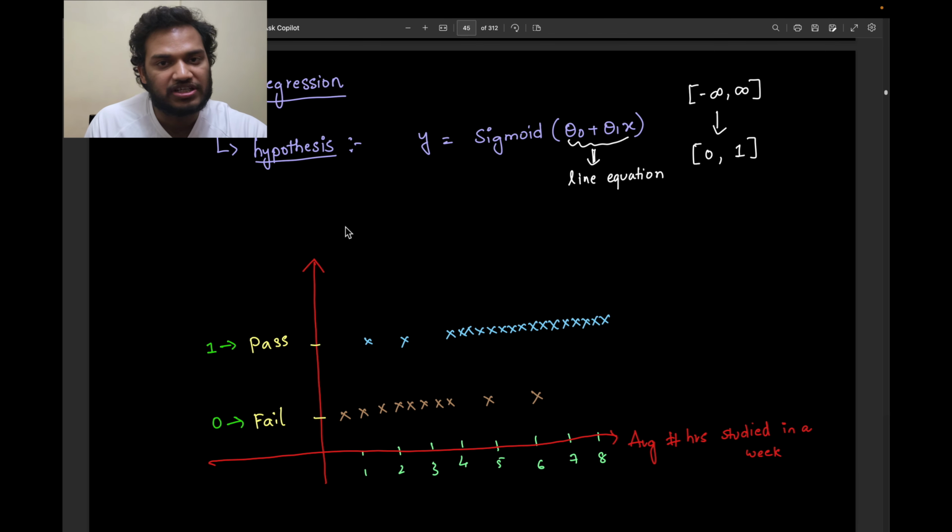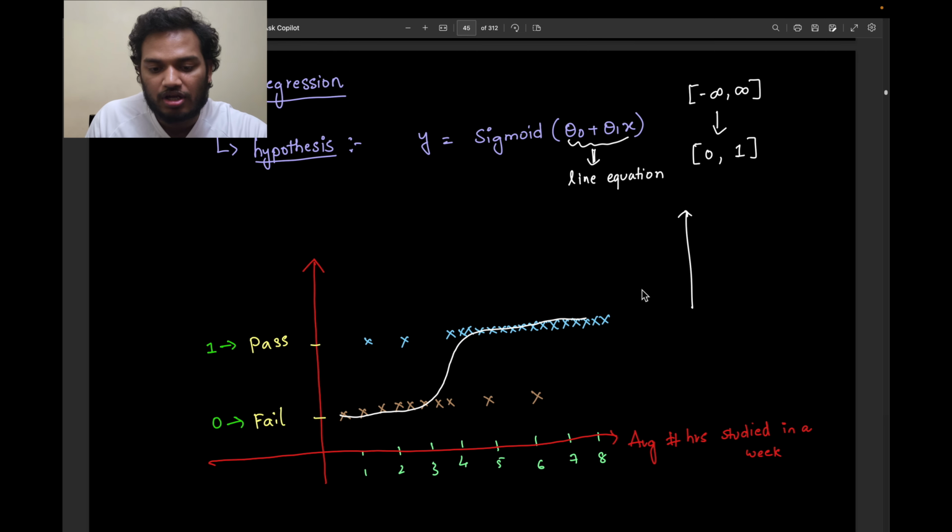This is the example that we are discussing. Based on the average number of hours studied in a week, we wanted to predict whether the person will fail or pass. So this is our problem at hand. And if you are drawing a straight line, it can give anything between minus infinite to plus infinite. That's why we are using this sigmoid function and making it into a range of 0 to 1. Then how will my sigmoid curve fit it? My sigmoid curve will fit something like this.